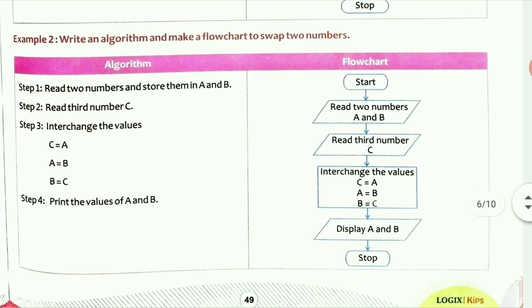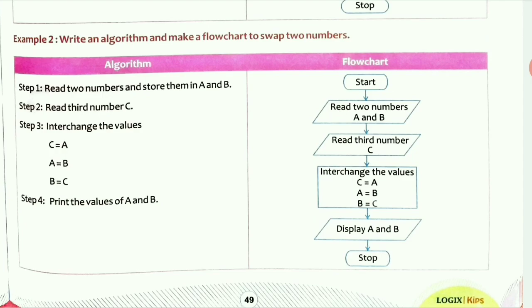Now example 2 is: write an algo and make a flowchart to swap two numbers. Swap two numbers means we are interchanging the values of two numbers, like a equal to 5, b equal to 6. And after the swapping, the value of a becomes the value of b and the value of b becomes the value of a. So how to do it in the algo? Step 1, read two numbers and store them in a and b. Then read the third number c. In fact, we are using a third variable c to swap the values, and we need not store anything right now here in step 2. And in step 3, interchange the values.